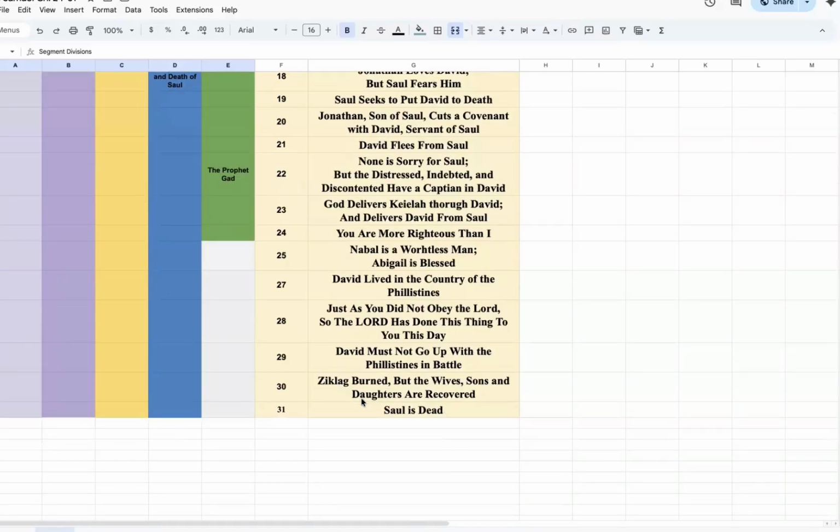So I think just in our first lesson. So then we see that David goes and lives in the country of the Philistines. And then we have judgment on Saul, just as you did not obey the Lord, so the Lord has done this thing to you this day. And then David must not go up with the Philistines in battle, because the Philistines and the Israelites were assembling again, and David was living in Philistine territory.